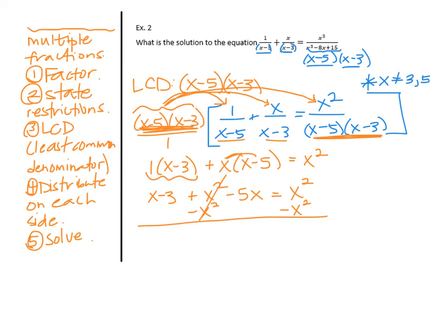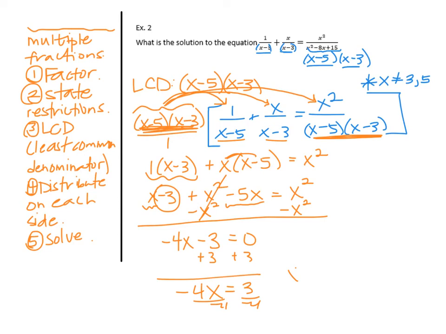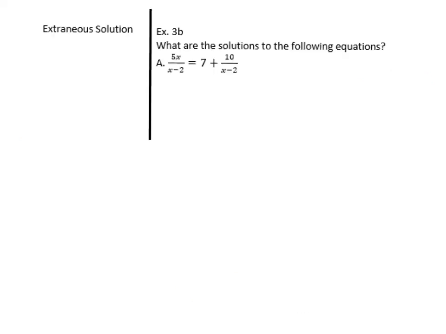What we have left though, I've got an x minus 5x. That means there's a total of negative 4x. And then we've got that minus 3. And on the right-hand side, that equals 0. Thinking about how to get x by itself, if we add 3, that would be negative 4x equals positive 3. Divide both sides by negative 4, and x equals negative 3/4. And that's the solution to the equation. We'll talk about extraneous solutions and our application problem tomorrow in class.